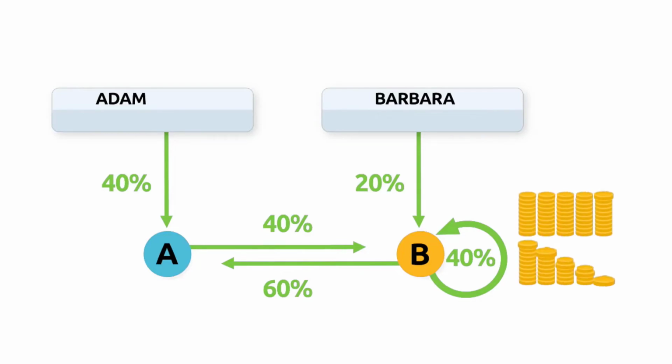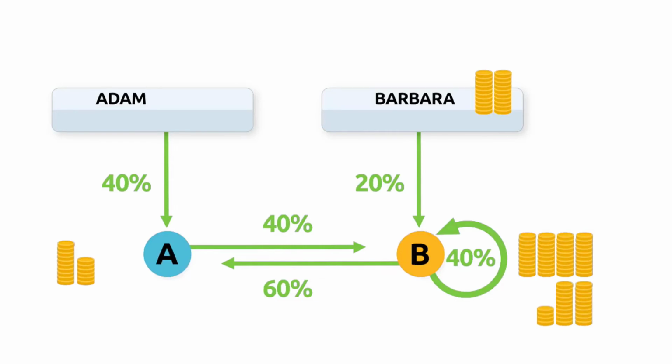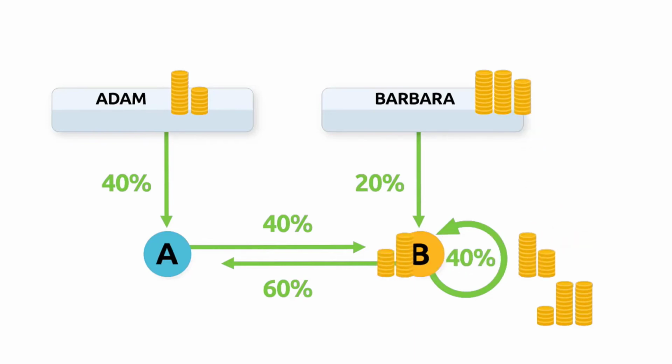Let's assume that beta is going to pay $100 of dividends to shareholders. Let's further assume that alpha has all the cash the company needs and that the received dividends will be paid out as dividends to the shareholders as soon as possible. First, beta pays $20 to Barbara, $40 to alpha, and the remaining $40 to itself. So, then alpha has $40, of which it pays $24 to beta and $16 to Adam. And then beta pays $8 to Barbara, $16 to alpha, and $16 to itself.